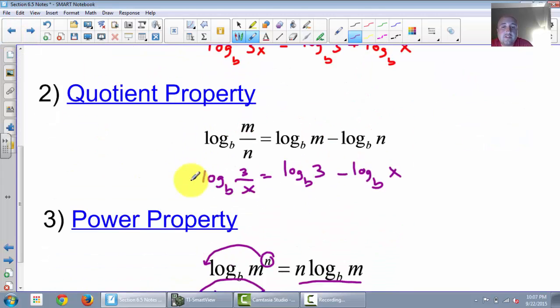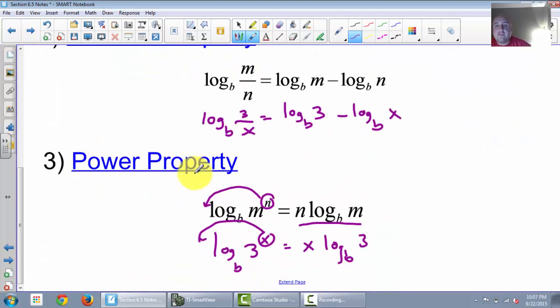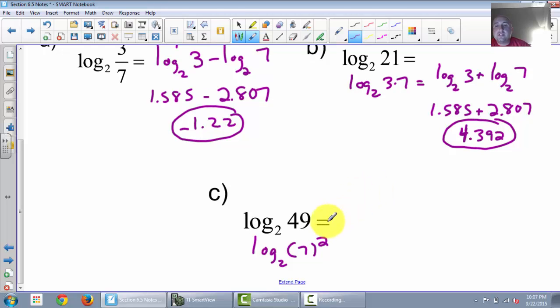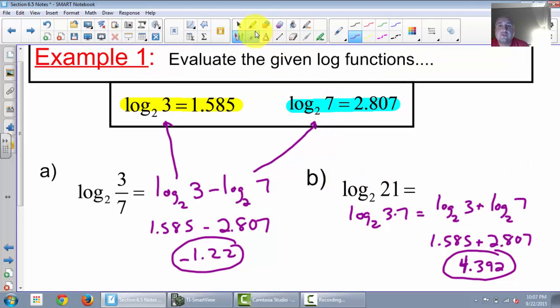And now I'm going to follow the power property. So what does a power property say? It says if I have an exponent, I take it to the front, and then I just multiply the two together. So down here at the bottom, I'm going to take this 2 and move it to the front. So now I'm going to have 2 times log base 2 of 7. What is log base 2 of 7 equal to? Well, it's this one that we just did. Log base 2 of 7 is 2.807.